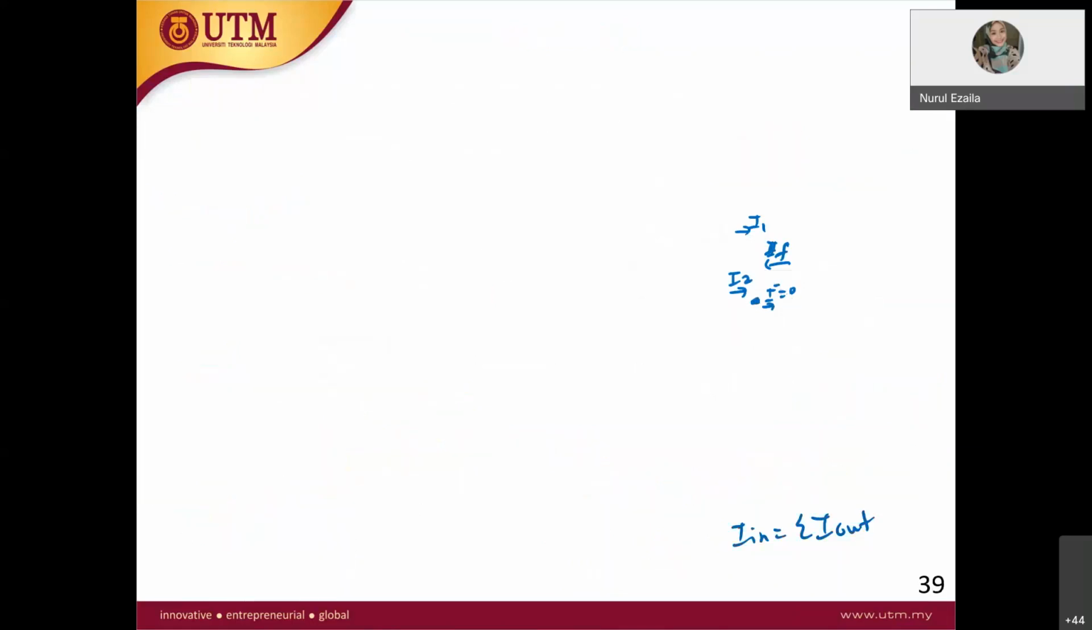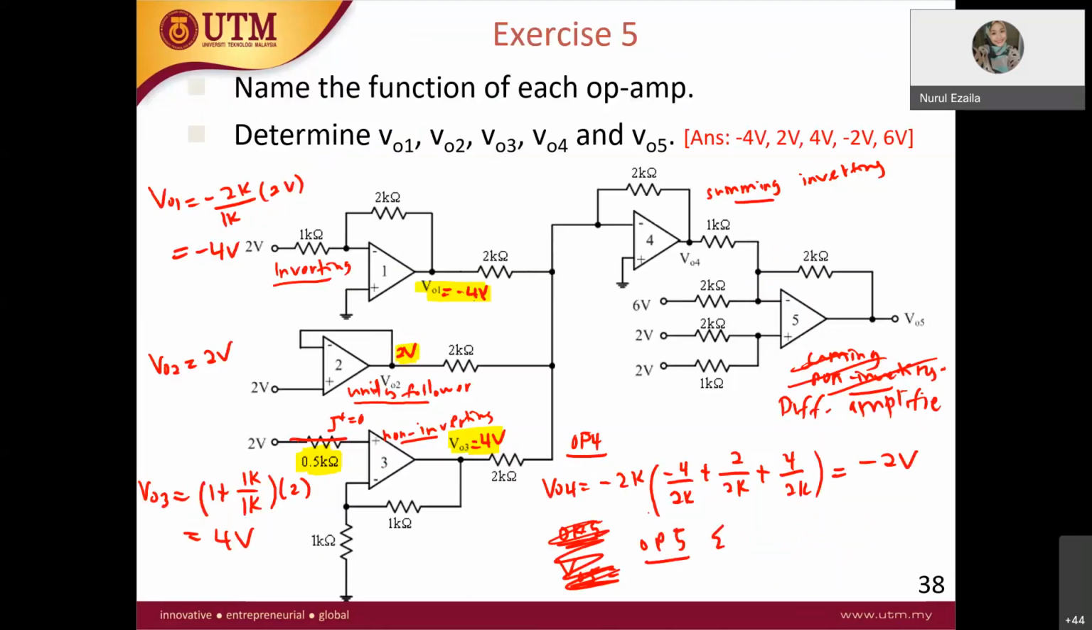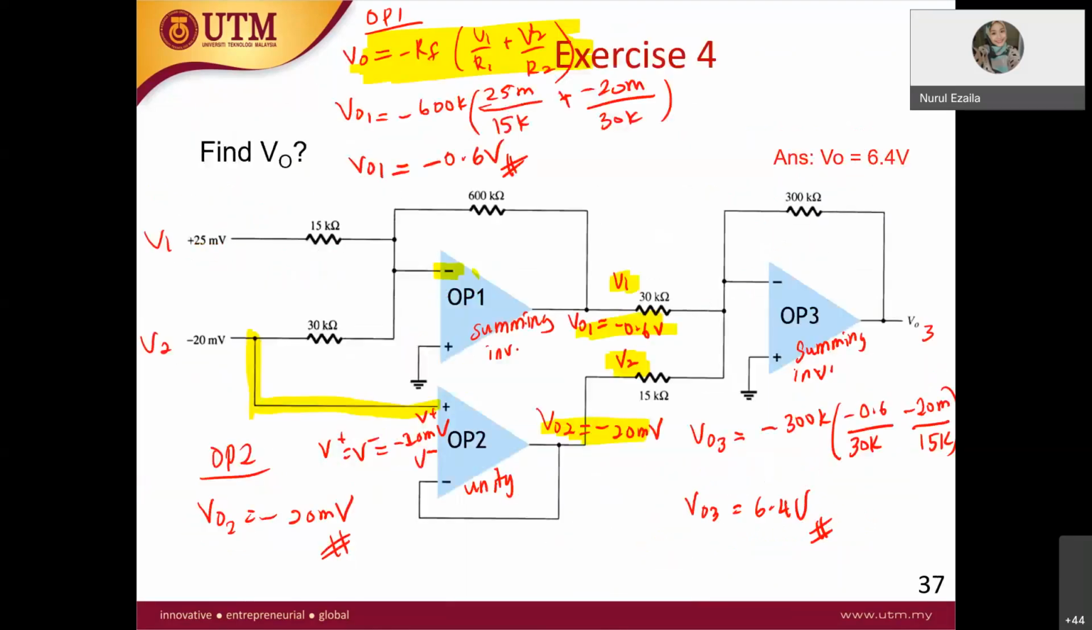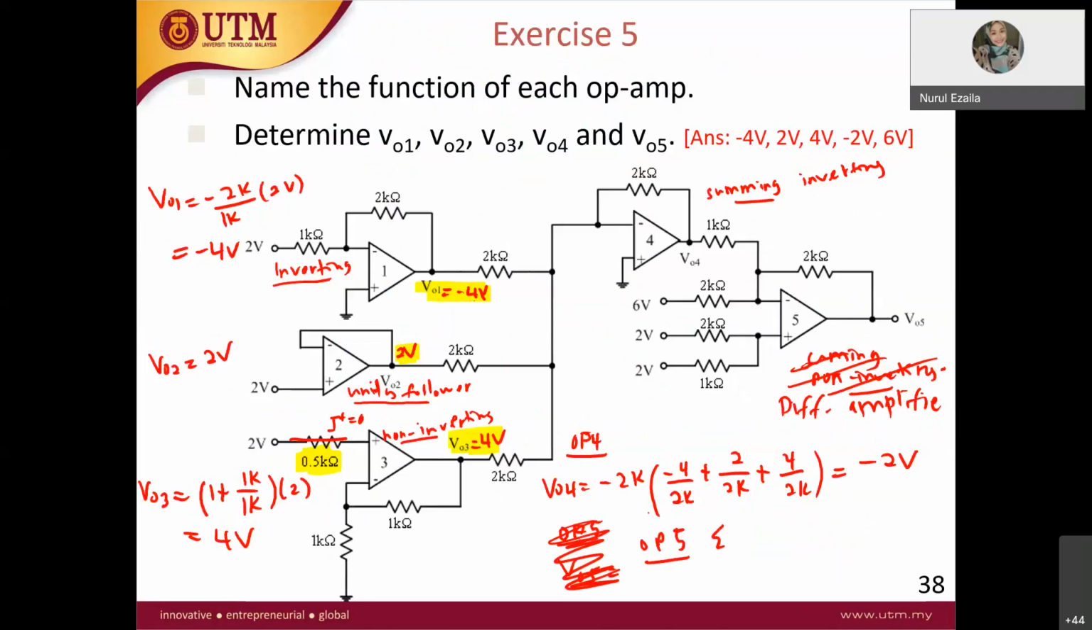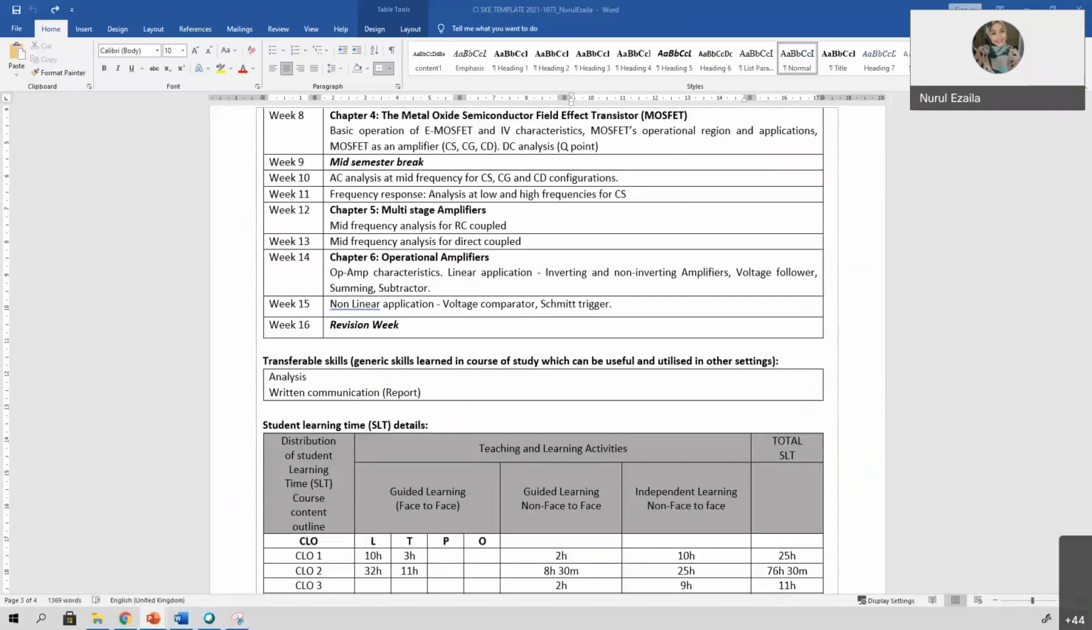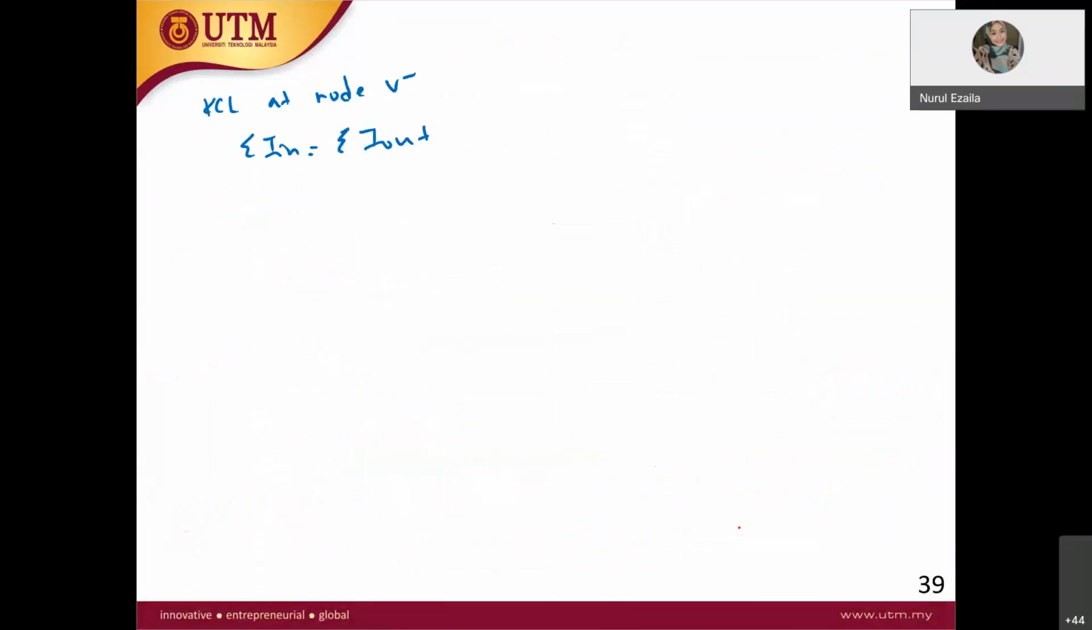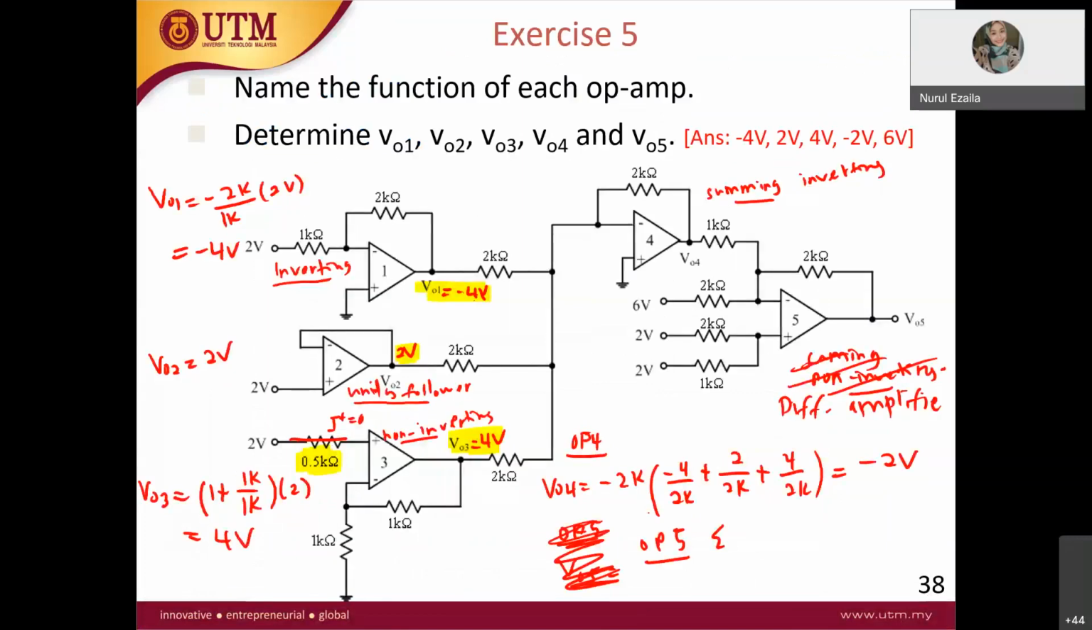Okay, if we solve KCL at node V minus, for example, you have current in equal to current out. So what is current in over here? No current in. One more time, let me draw again.